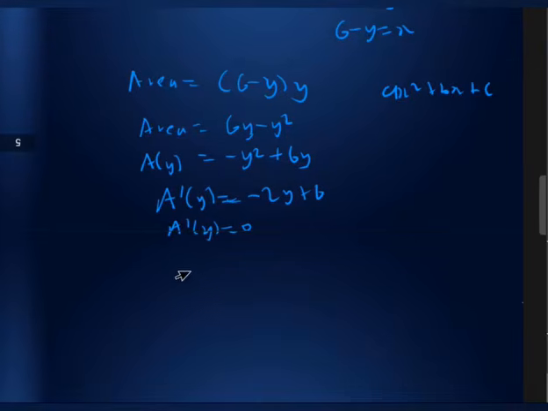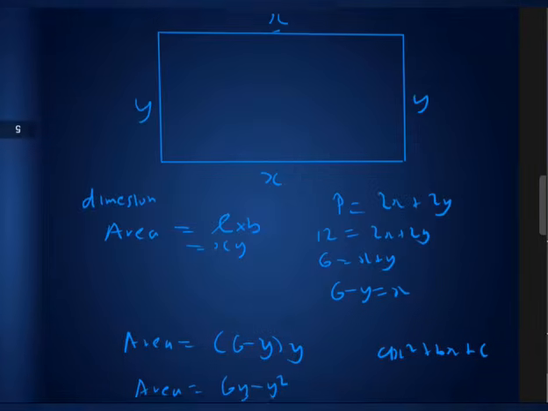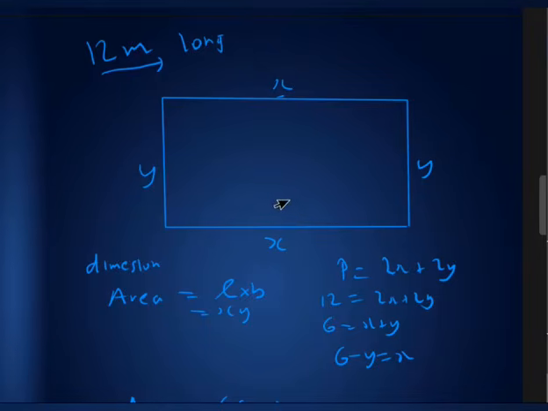So now let's solve. We've got 0 is equal to minus 2y plus 6. If we take that to the other side of the equation, we've got 2y is equal to 6. If we divide both sides by 2, we get y is equal to 3. So now we've got y as 3. Now we just need to get x because these are dimensions. Whenever they ask for dimensions, don't get confused by the question. It just means the sides, like for instance, length and breadth.